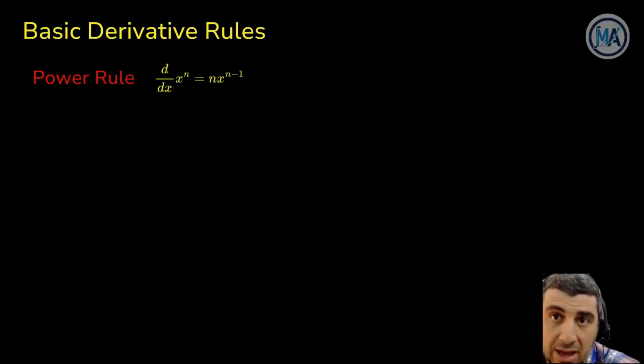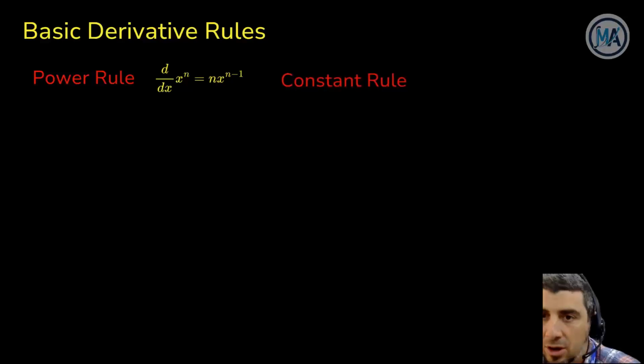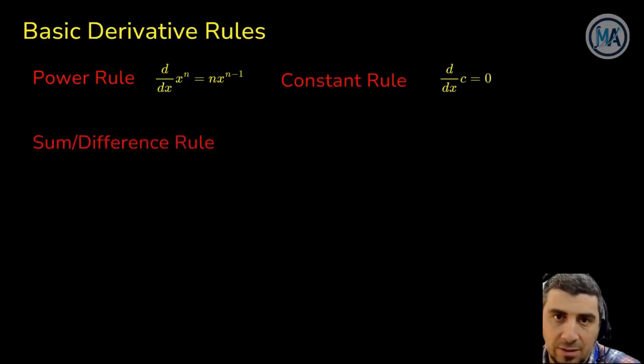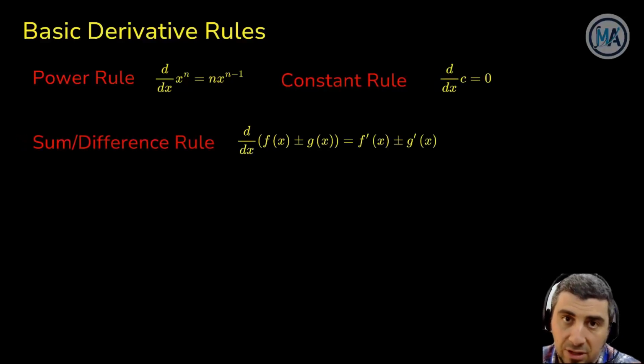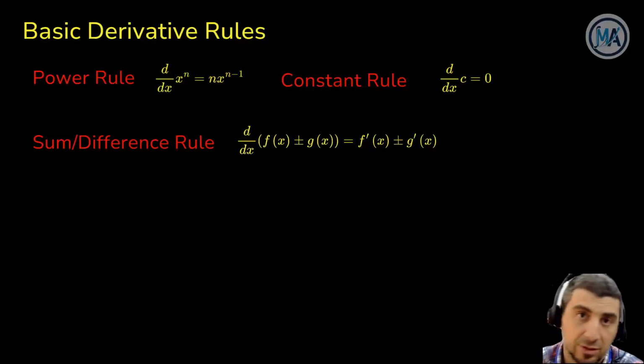Let's jump into the basic derivative rules. You got to know the power rule, derivative of x to the n equals n times x to the n minus 1. The constant rule, the derivative of a constant is 0. Got to know the sum and difference rule that says the derivative of two functions being added or subtracted is the sum or difference of their derivatives.